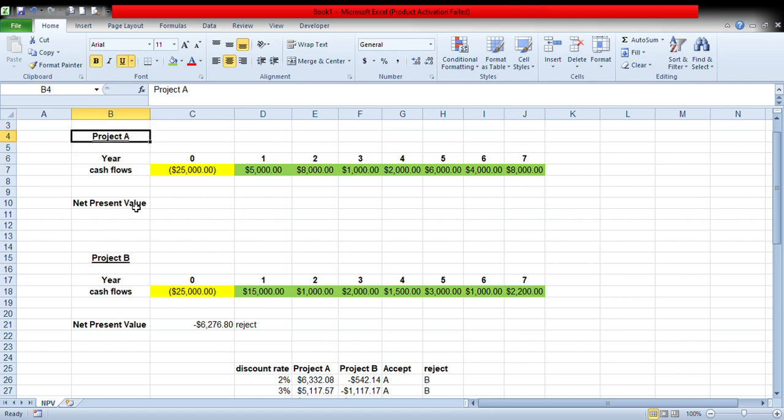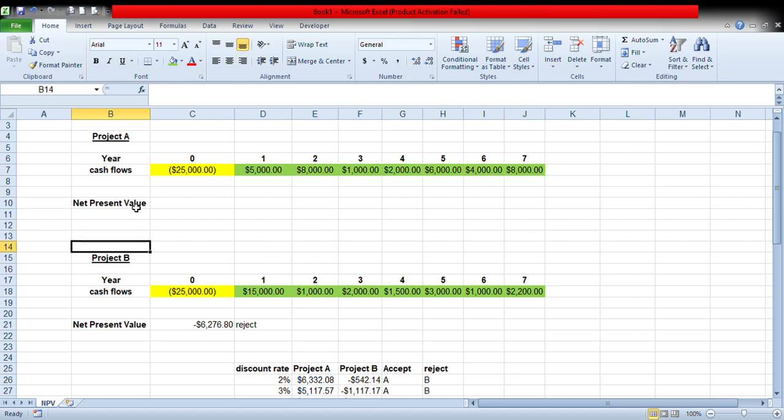We have taken two projects, project A and project B, and now I have to accept one of the projects, or reject both, or accept both. It depends. So project A, initially I invested, that's why it's called outflow. I invested $25,000.